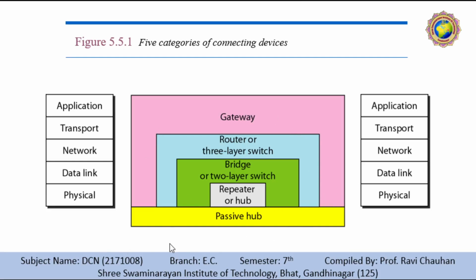So this figure shows you the application of various connecting devices in our layered structure. The passive hub is below the physical layer; the repeater or hub uses only the physical layer; a bridge or 2-layer switch uses the data link and physical layers; a router or 3-layer switch uses the network, data link and physical layers; and a gateway uses all the layers. Fine. So let's start with our passive hub.